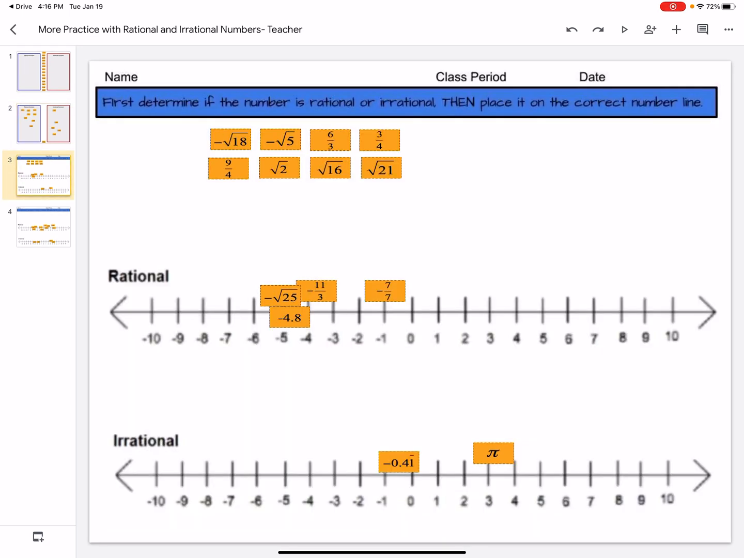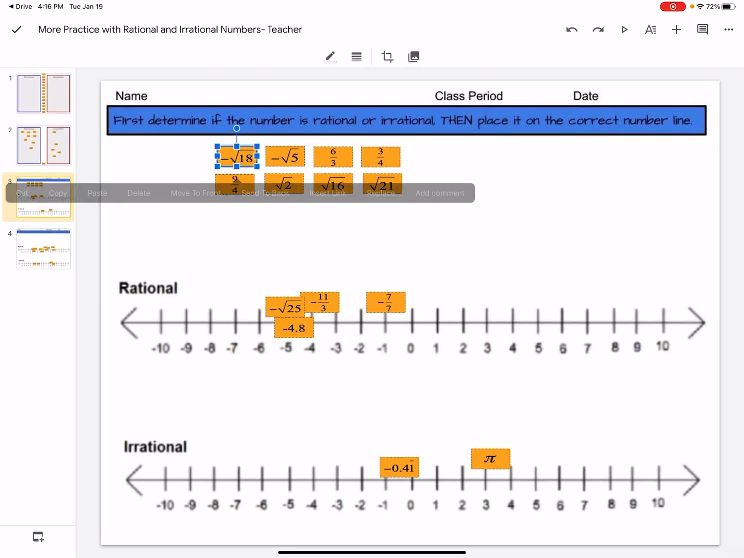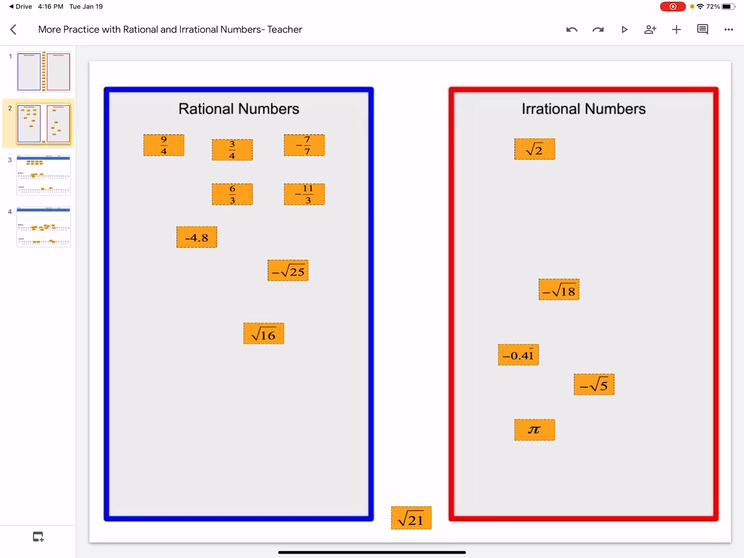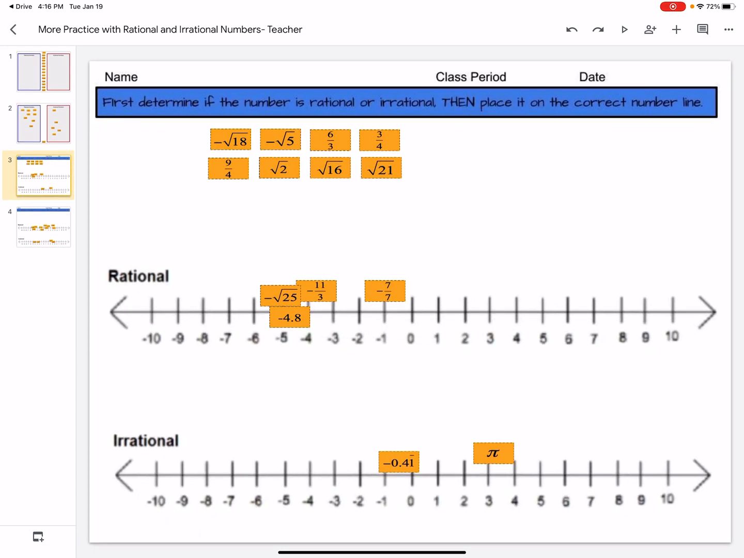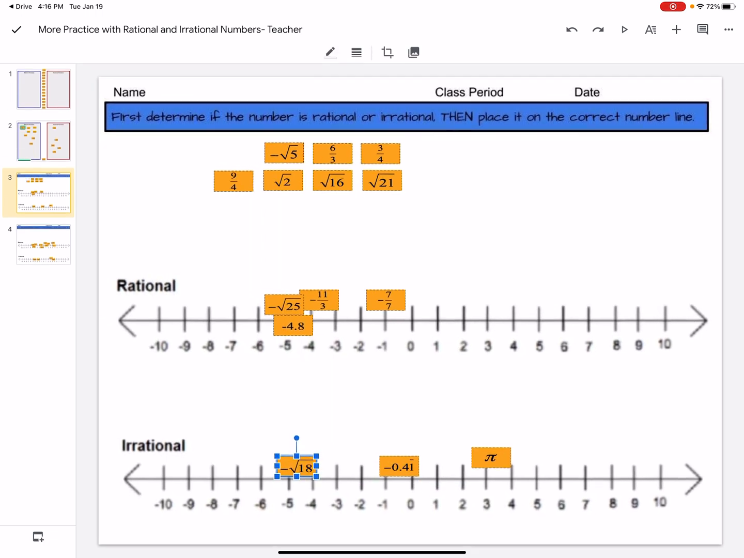I forgot what number. We're looking at negative square root of 18. Go back over to here. Negative square root of 18 is irrational. So square root of 18, I know that is between my perfect square of 16 and 25. So that means it's between 16, which is negative 4, and 25. So it goes in there.